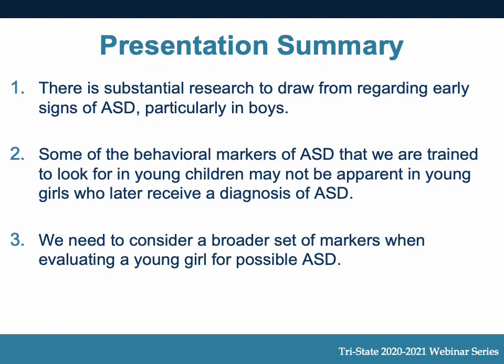So there is substantial research out there to draw from regarding what the early childhood profile of ASD looks like. However, we're also learning that some of the things that we are trained to look for that signal risk for autism in young children may not be as evident in young girls as they are in young boys. So I'd like to propose that as a field, we need to consider a broader set of markers when we're evaluating a young girl for possible autism spectrum disorder.